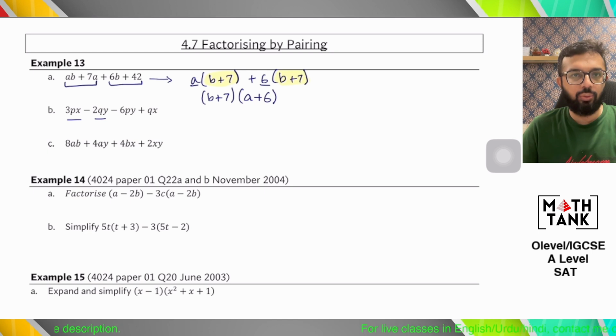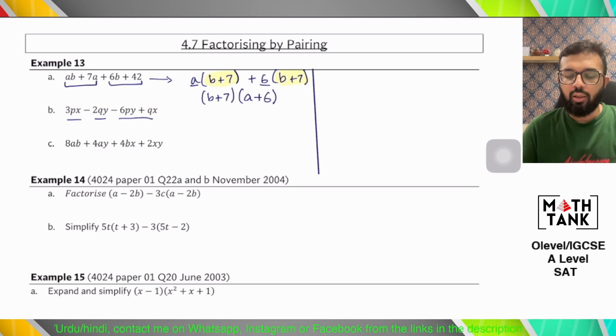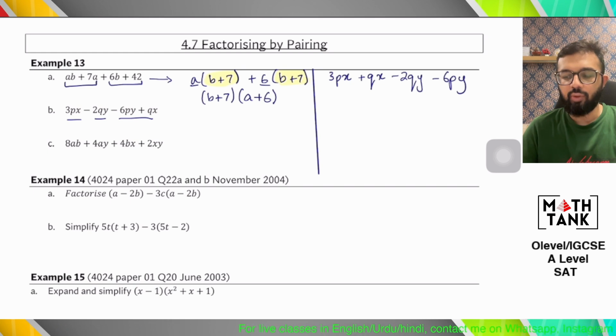3px minus 2qy. There's nothing common in that. Okay, that's one thing that you have to be careful about. If there's nothing common in these two terms and nothing common in these two terms, then there's not much that you can do. But can you switch around the terms and say 3px plus qx minus 2qy minus 6py? So now x is common. So 3p plus q.